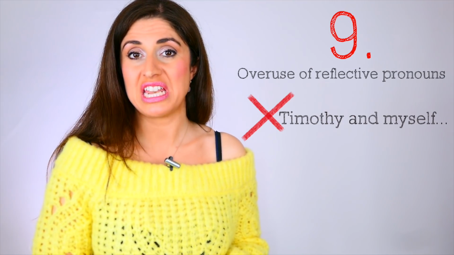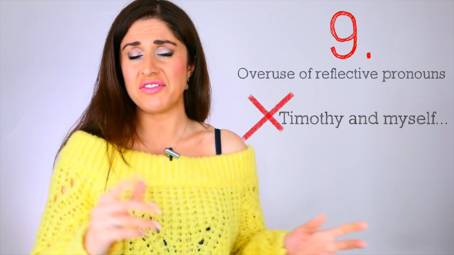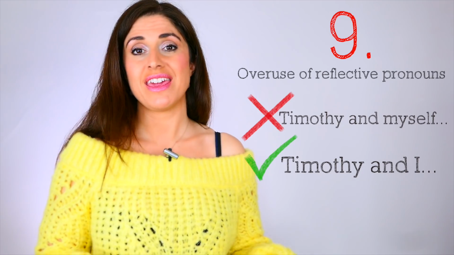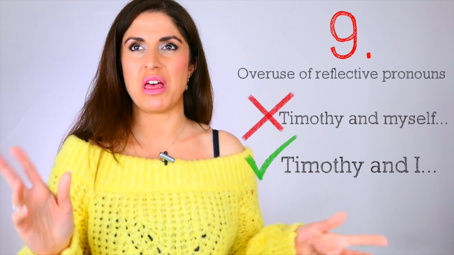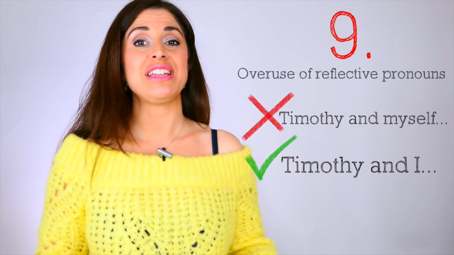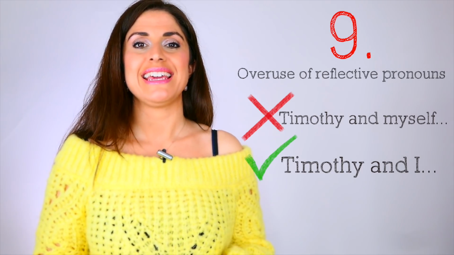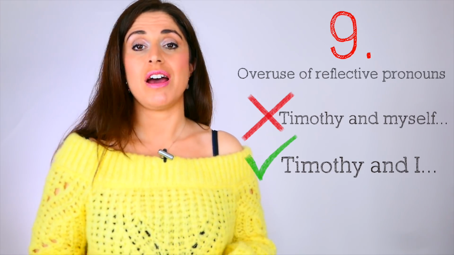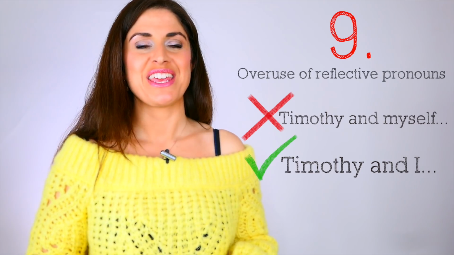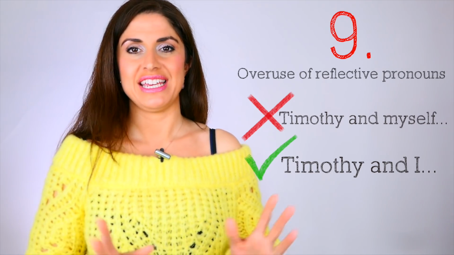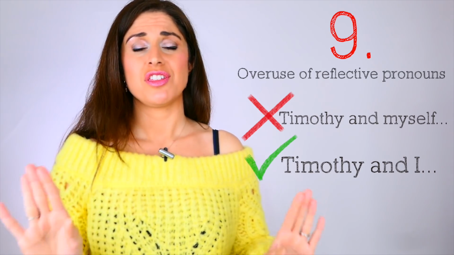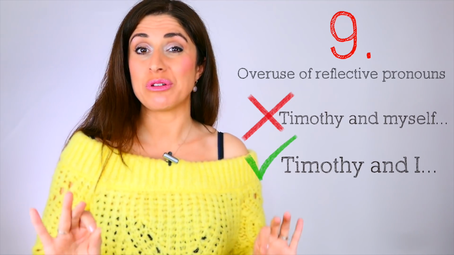Timothy and myself went to the theatre. Timothy and myself had a lovely evening at the restaurant. What is wrong with a normal pronoun? Timothy and I. I'm using Timothy because it sounds a little bit posh for an English name. So instead of saying Timothy and myself had a lovely evening in the restaurant, you would say Timothy and I. You need a subject pronoun, I, not me. We're coming to that in a minute. So Timothy and I had a lovely evening in the restaurant, wherever you were. So don't overuse the reflective pronoun. It doesn't make you sound more intelligent.